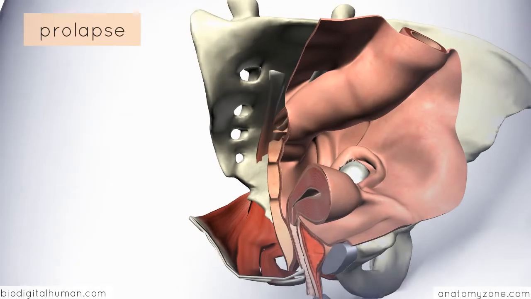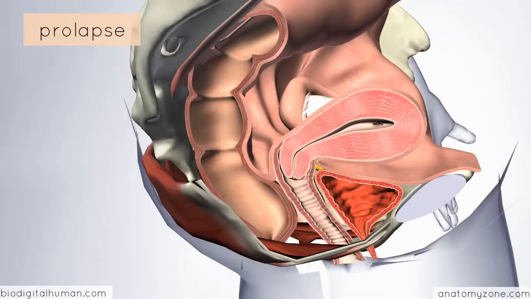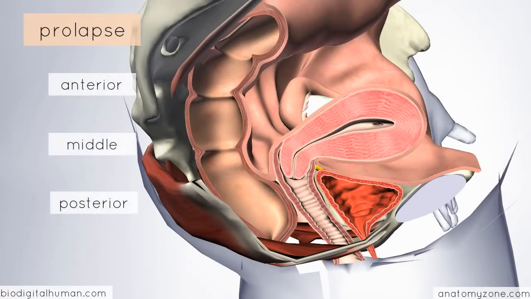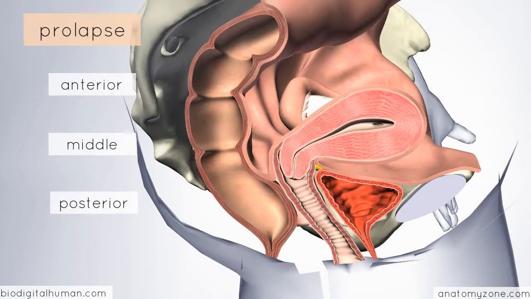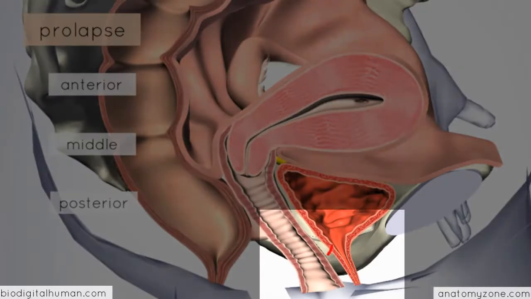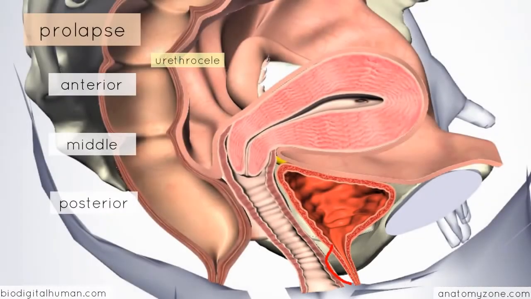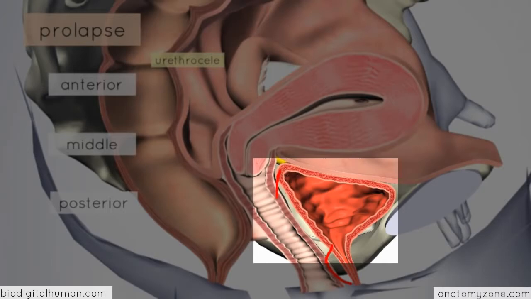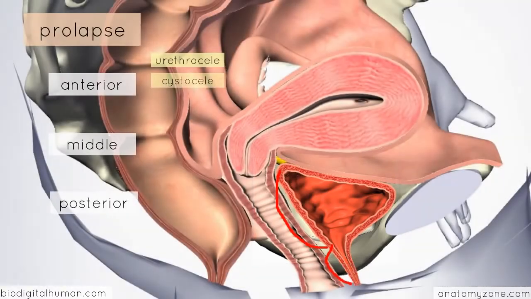So in terms of the types of prolapse that you can get, it's useful to think in terms of anterior, middle and posterior compartments. So anteriorly, you can get a bulging out of the urethra into the anterior vaginal wall, like that. So this is called a urethrocoele. And likewise, you can get the bladder bulging into the anterior wall a little bit higher up. So that's called a cystocoele. So if you get both of the two bulging into the vaginal wall, this is called a cystourethrocoele.